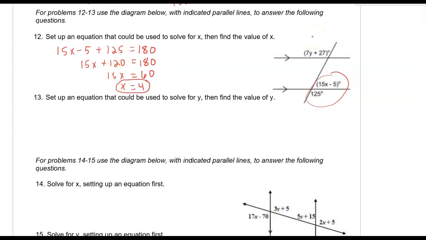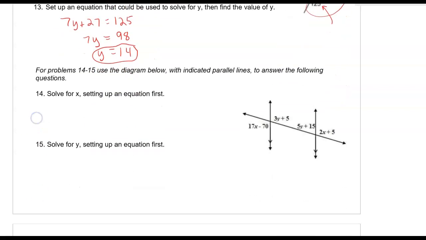Now we can use the parallel lines on the next one because the angle 7y plus 27 is alternate exterior to the angle 125. And since the lines are parallel, we can set them equal to each other. There's an error here in this diagram. Let's omit 14 and 15.